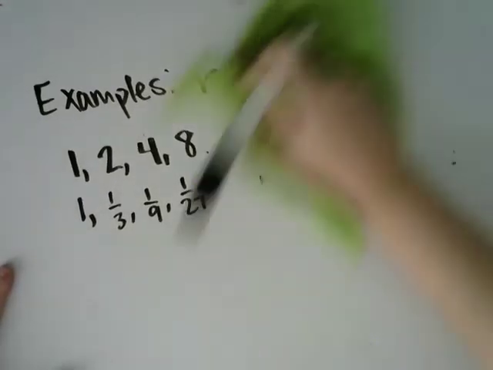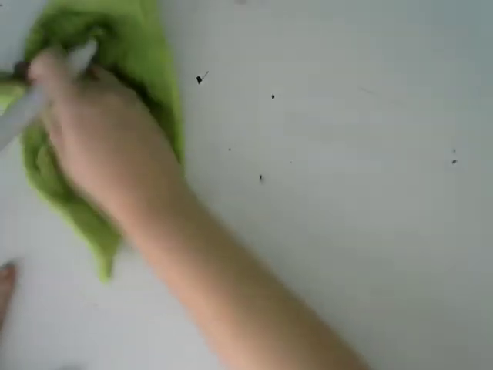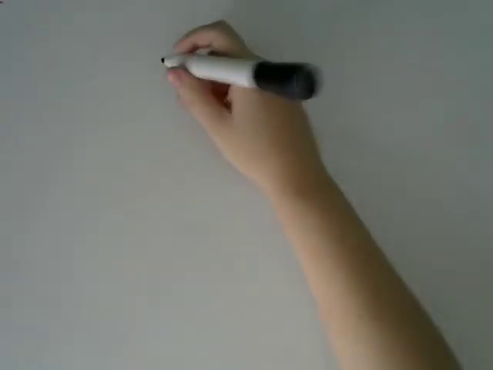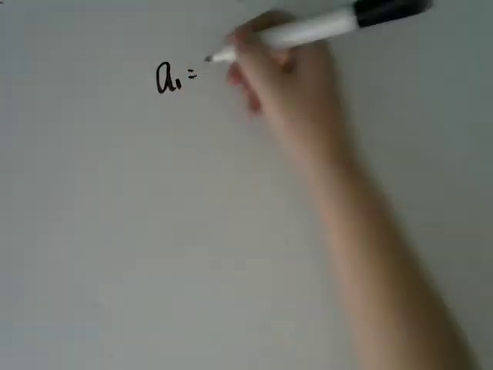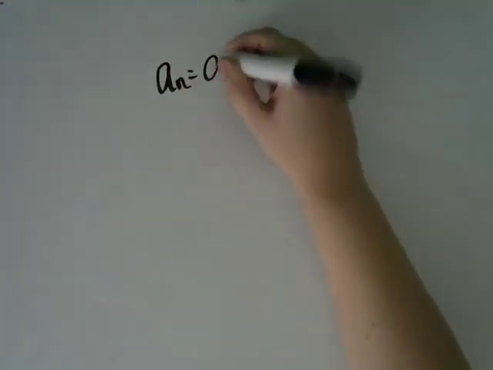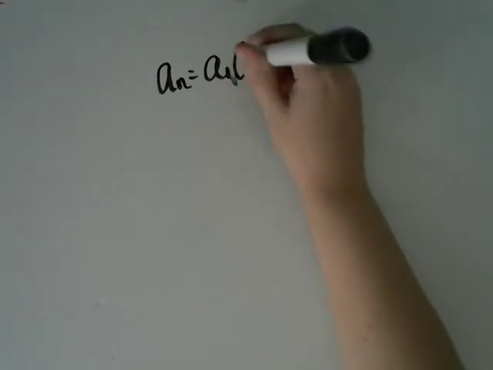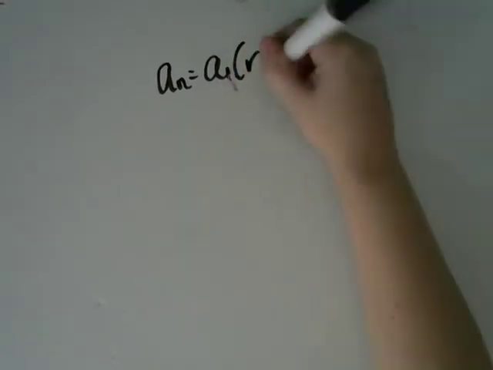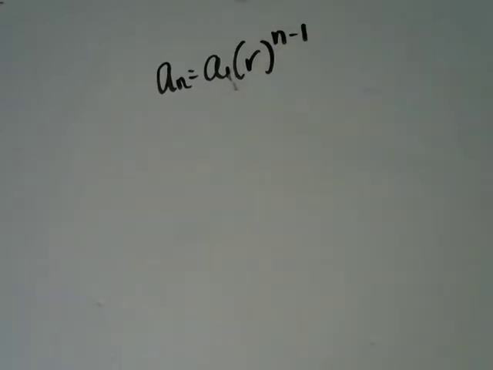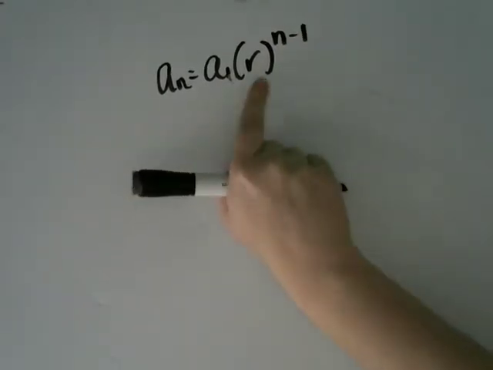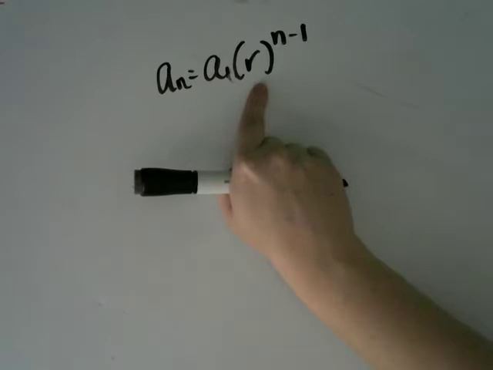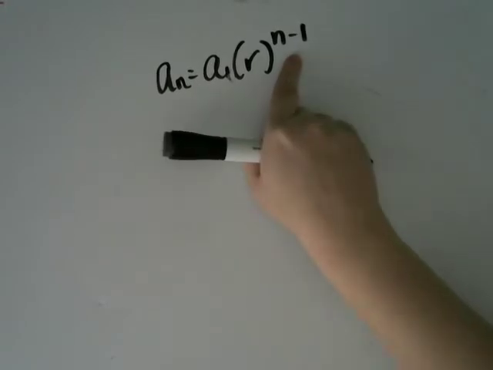Because geometric sequences exhibit a multiplication pattern, and repeated multiplication is an exponent, a geometric sequence can be modeled with an exponential equation: a_n equals a_1 times the common ratio to the n minus 1 power. You basically take your first term and multiply it over and over again by the pattern until you get to the term that you want.